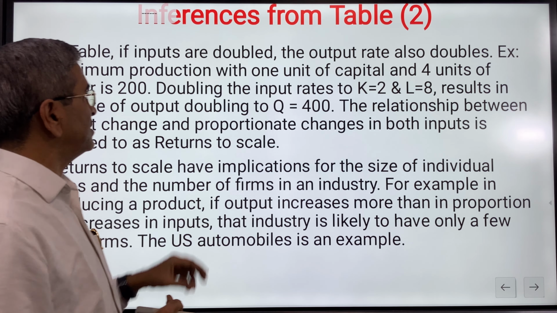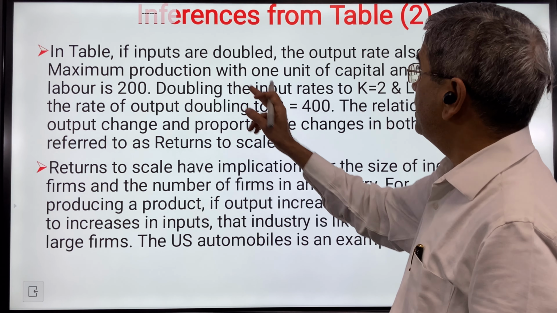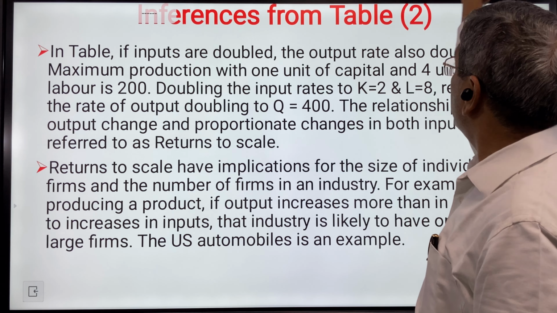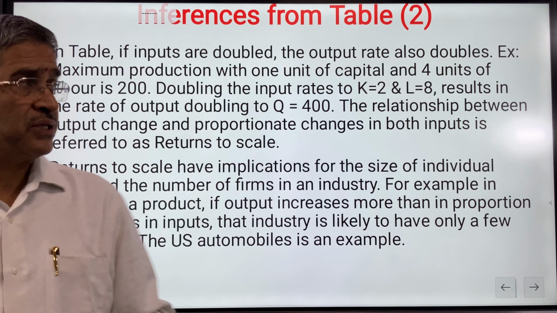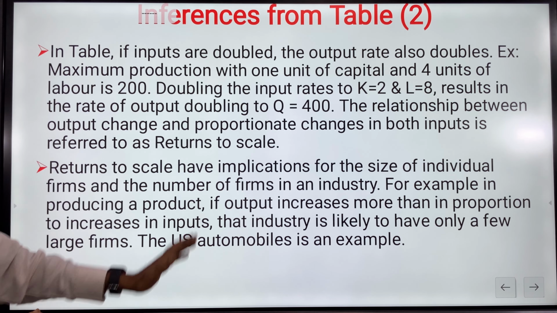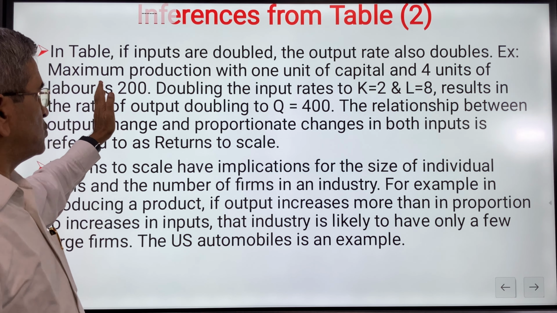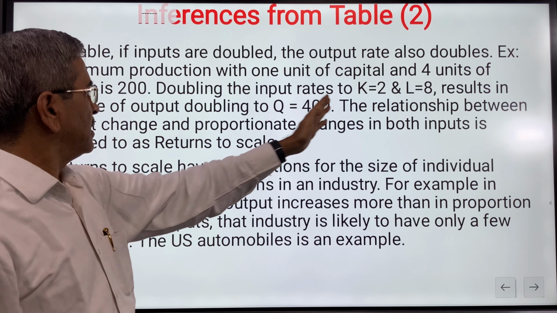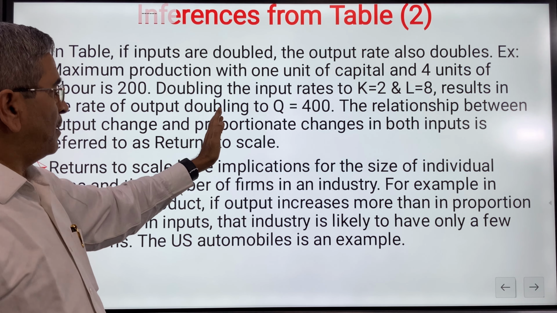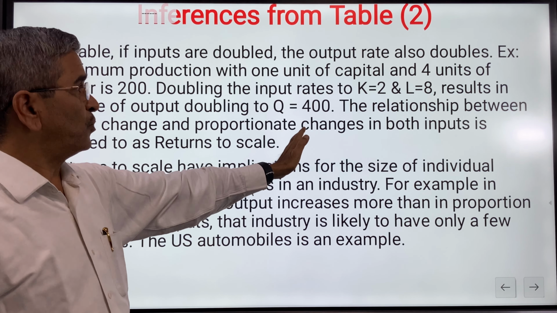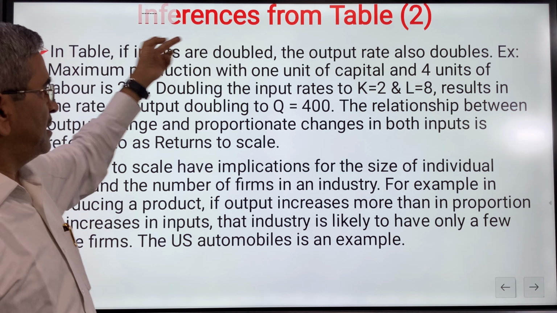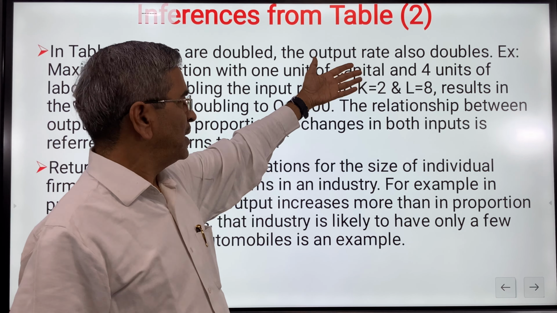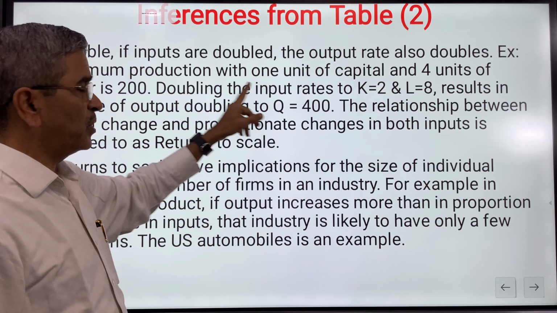The second aspect in the same table, if we look into it, is that if inputs are doubled, the output also can be doubled. That means the maximum production with 1 unit of capital and 4 units of labor is 200. The input rates are K is equal to 2 and L is equal to 8. The result, the rate of doubling, is Q is equal to 400. What does it mean? This 1 is doubled to 2, 4 is doubled to 8. So inputs are doubled, then output also doubled from 200 to 400.